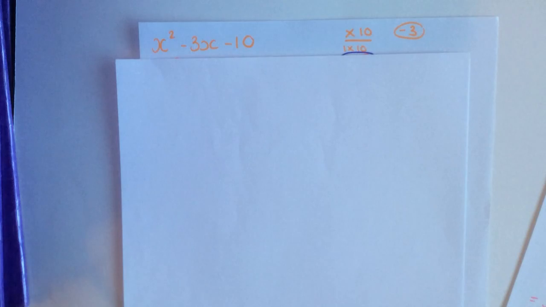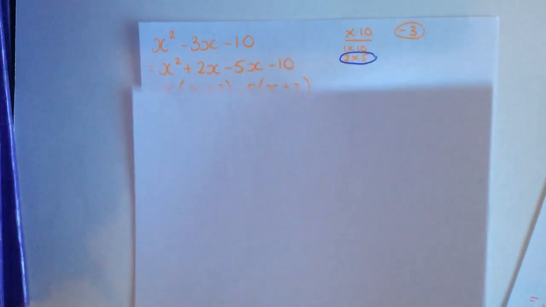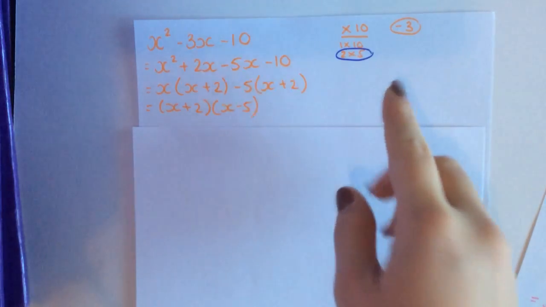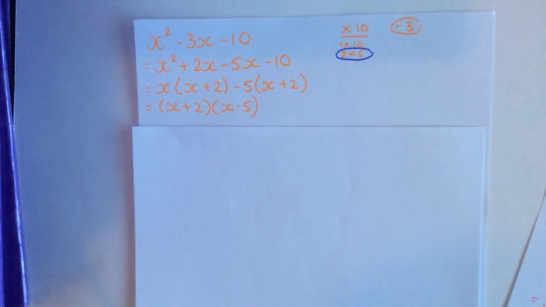Have a go at this one, and then pause it, see if you can get it. You want to multiply to give you 10 and add to give you 3. Don't forget to check your signs as well. Right, so I've got 2 times 5, and I will need to have a positive 2x with a negative 5x to give me negative 3x.